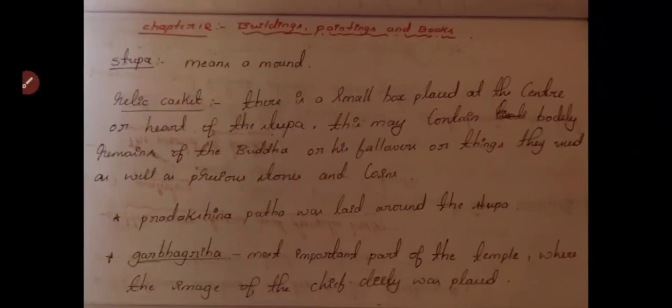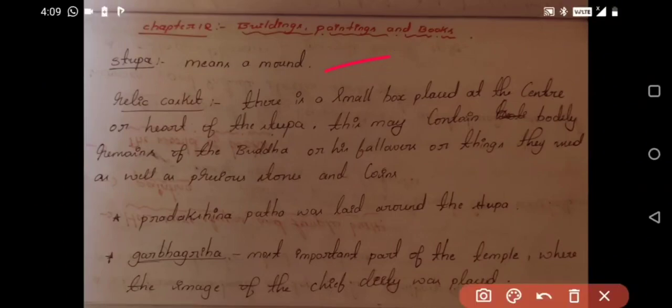So, buildings in brick and stone. What is a stupa? Stupa means a mound. What is a relic casket? There is a small box, which is placed at the center or the heart of the stupa. That box may contain the remains of the Buddha, such as the teeth, bone, or the ashes, or the remains of his followers, or the things they used, as well as precious stones and coins. That box may contain all these things, and that is called the relic casket.